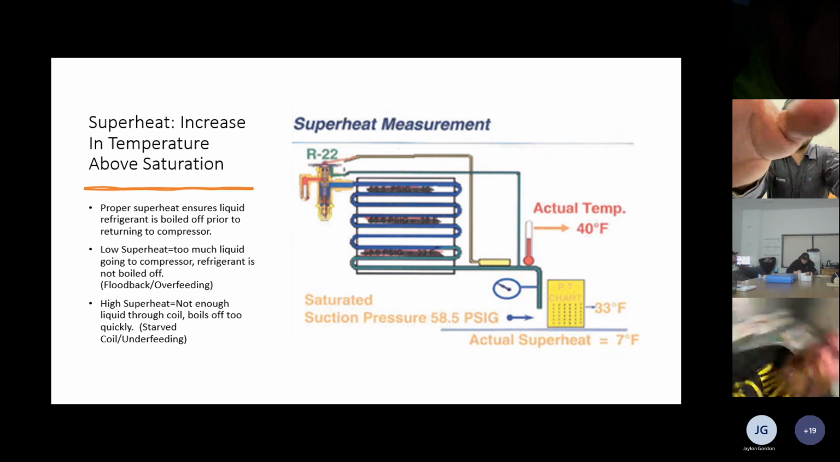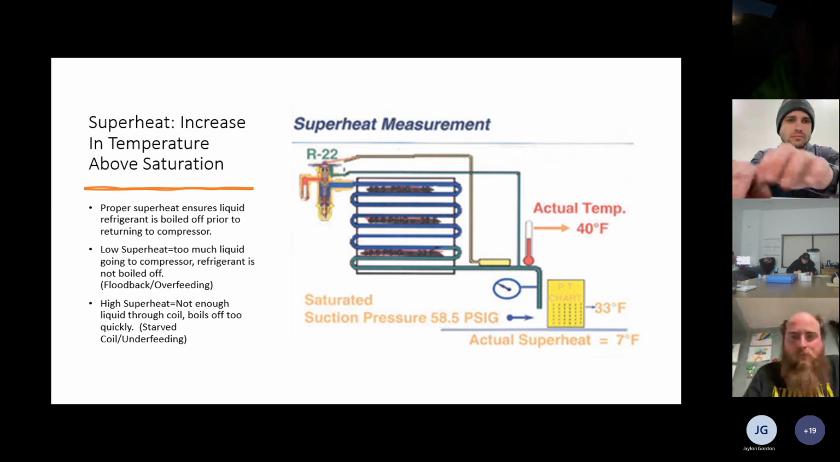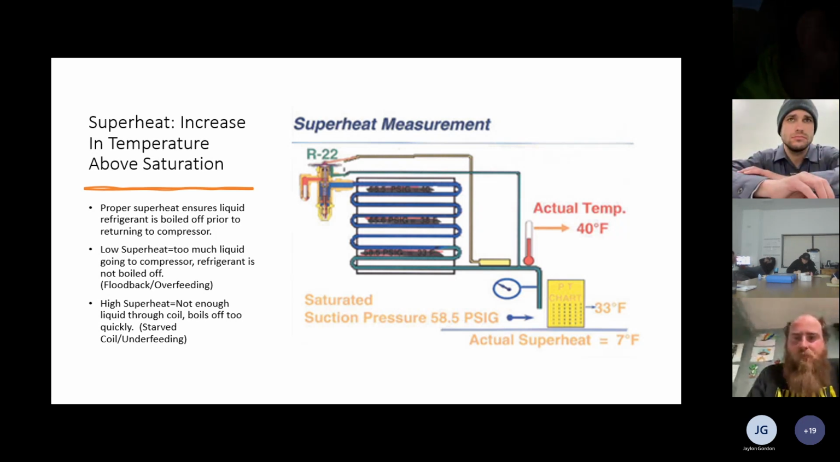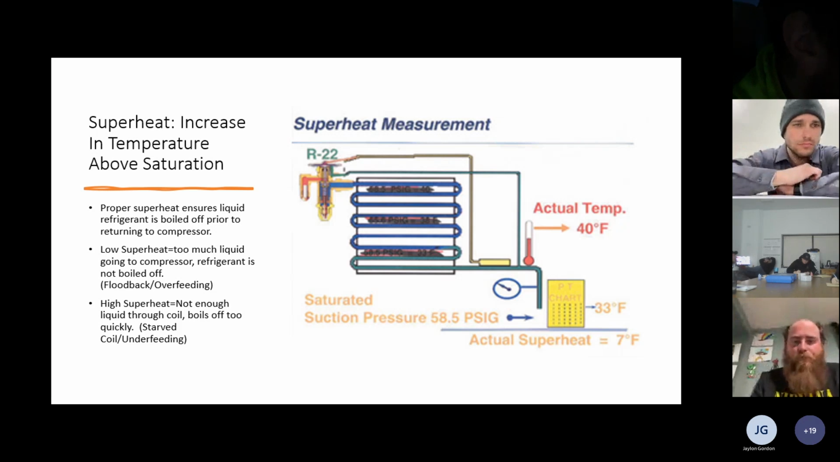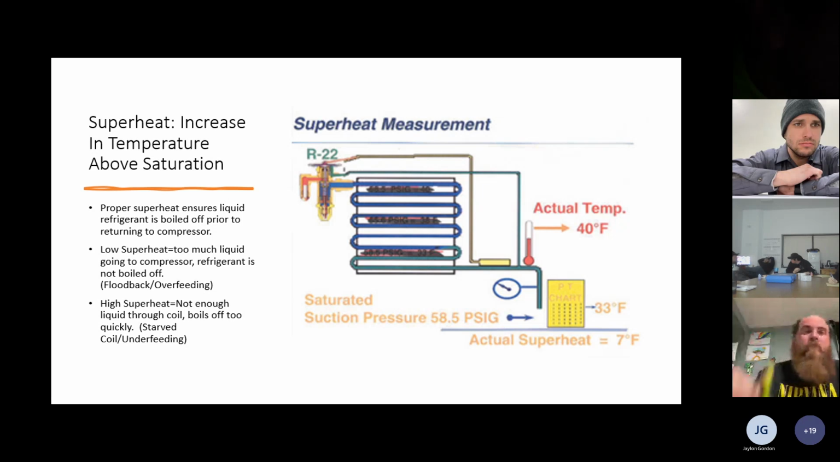High superheat, like Justin said. Oh, go ahead. Hey, Dustin. Shane and I both found out that if someone doesn't put nitrogen through your system as they're welding, you'll clog up the TXV screens too, and they'll create some funny superheats.